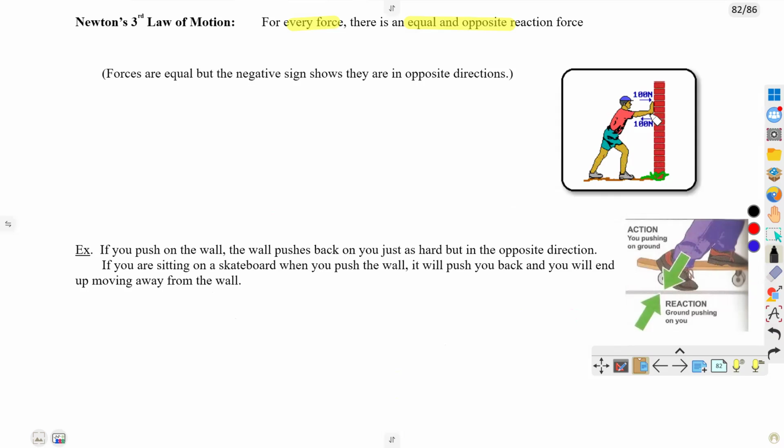So in this picture here, we see the person is pushing against the wall with a force of 100 newtons. Since the wall is not moving, it's going to give you a 100 newton push the other way. If you're sitting on a skateboard, when you push the wall, it will push you back and you will end up moving away from the wall.